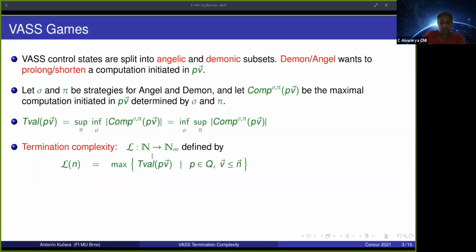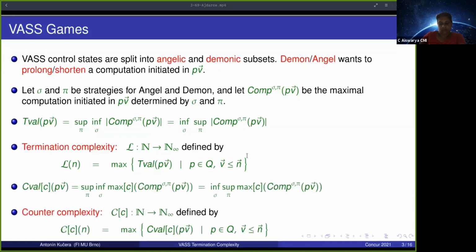Termination complexity is a function which to every n assigns the maximal termination value of a configuration where all counters are initially bounded by n. So intuitively, this n is a bound on the input size represented by the counters, and this function L tells us what's the length of the maximal computation for all inputs whose size is bounded by n. Termination complexity can also be seen as an analog of the standard time complexity used in program analysis.